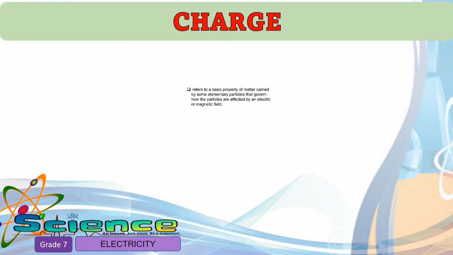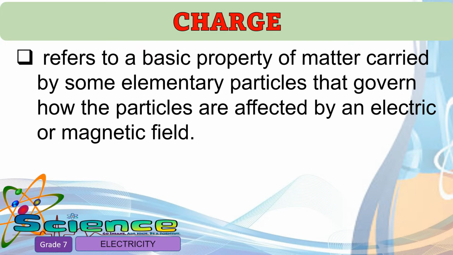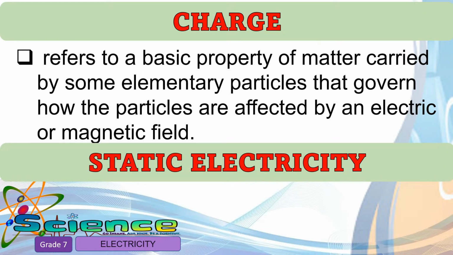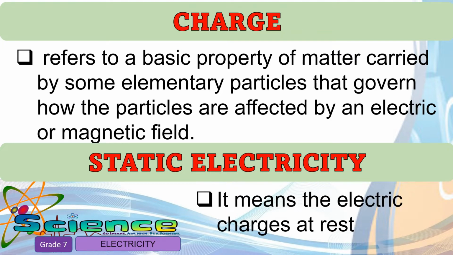First, let us define a charge. Charge refers to a basic property of matter carried by some elementary particles that govern how the particles are affected by an electric or magnetic field. In other words, a charge is a property of certain subatomic or elementary particles that determines their electromagnetic interaction. It is this charge that is responsible for static electricity. So what is static electricity? Static electricity means the electric charges are at rest.